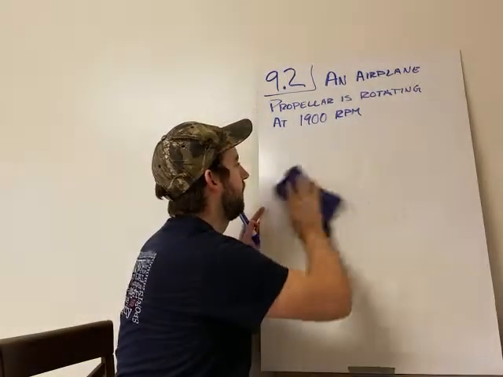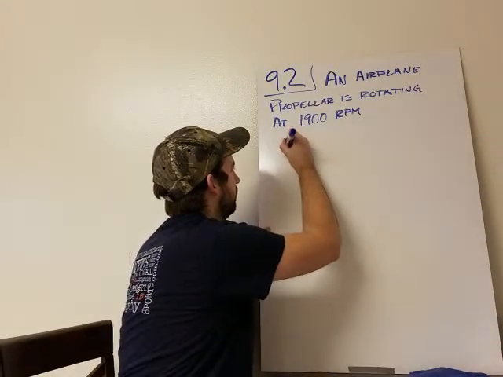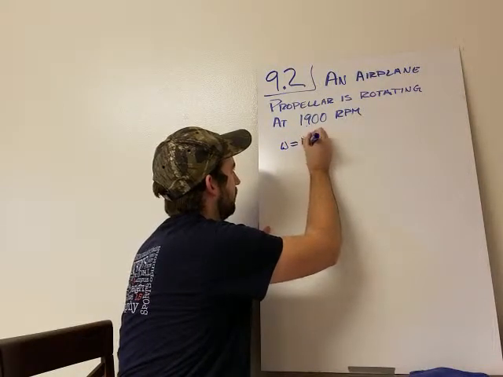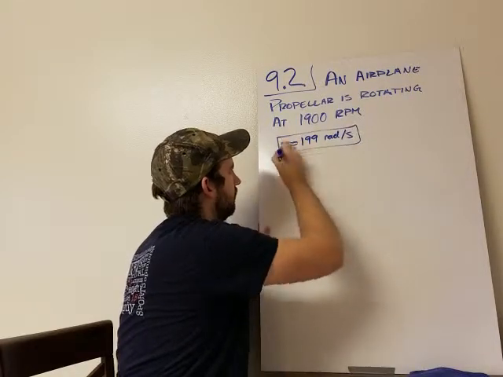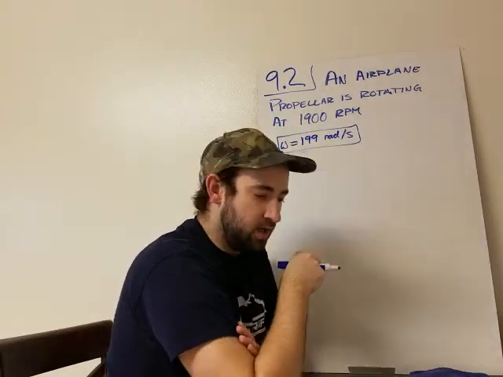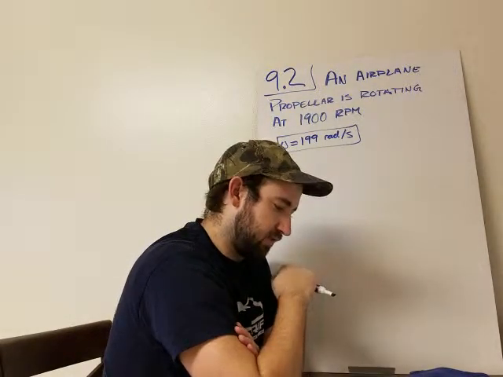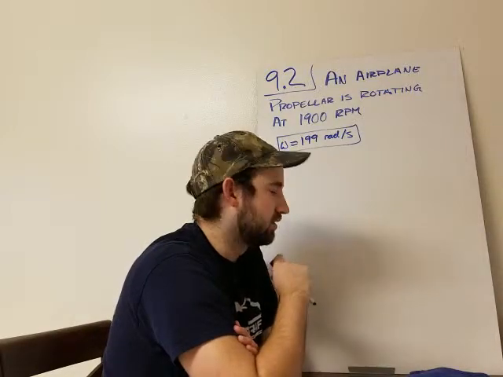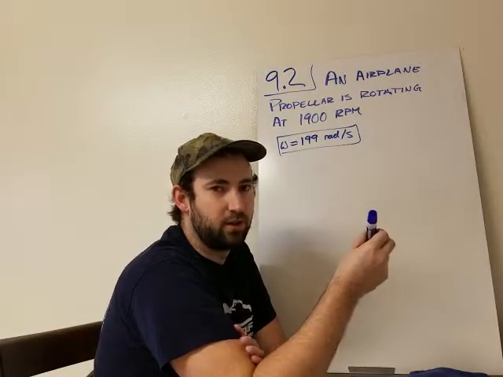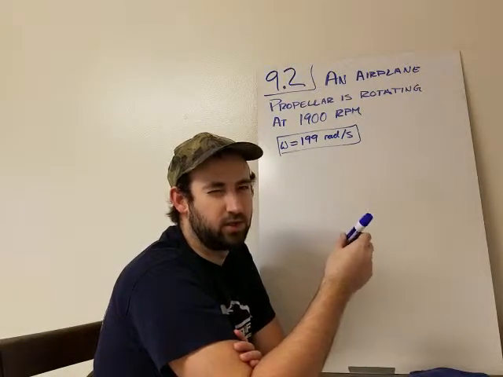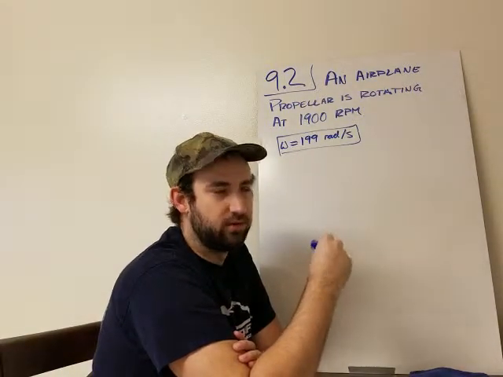So there's our angular velocity. Now what we need to find for part B, it says how many seconds does it take for the propeller to turn 35 degrees. So the first thing we're going to need to do is convert the 35 degrees into radians, since the equation requires the angle to be in radians.